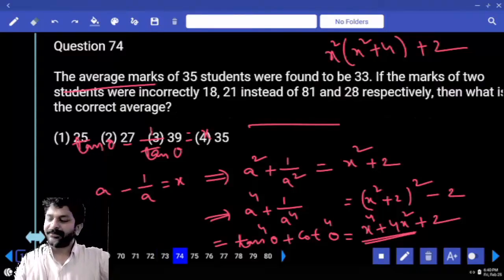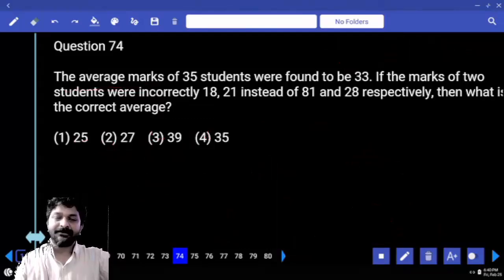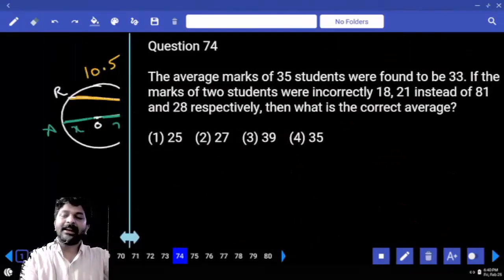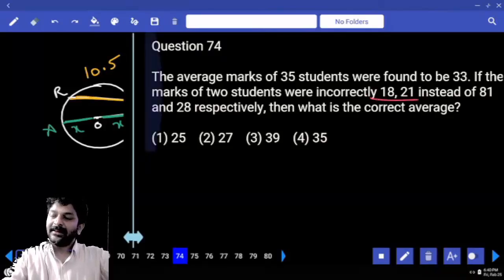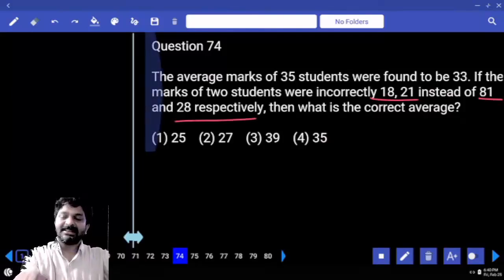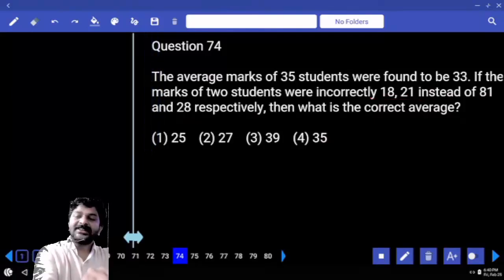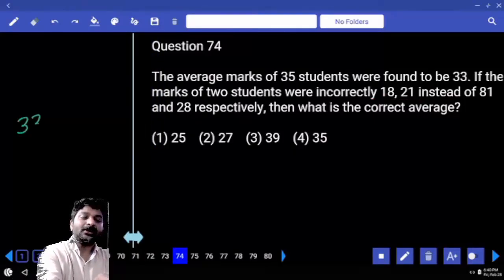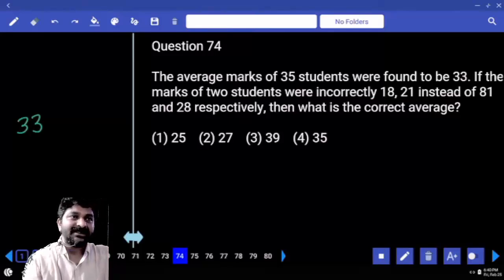The average marks of 35 students were found to be 33. If the marks of 2 students were incorrectly taken as 18 and 21 instead of 81 and 28 respectively, then what is the correct average? So initial average is given as 33. To this we need to either add something, or from this we need to subtract something, correct?